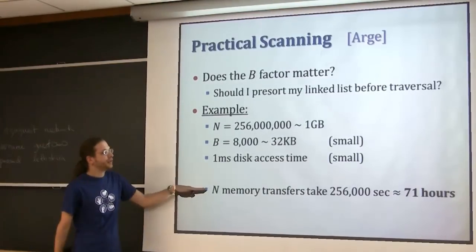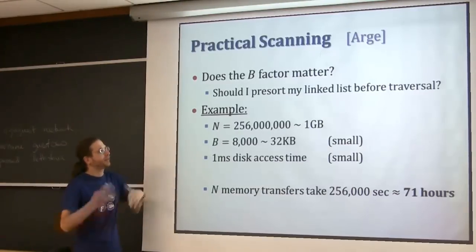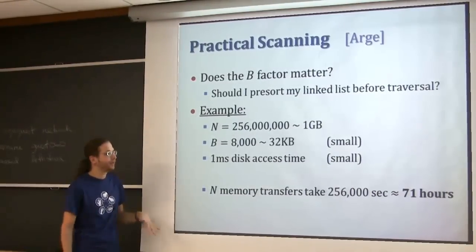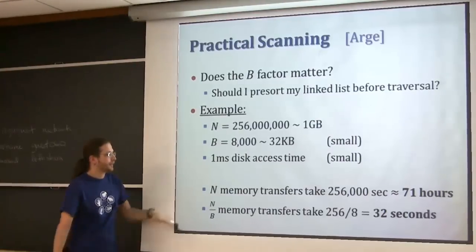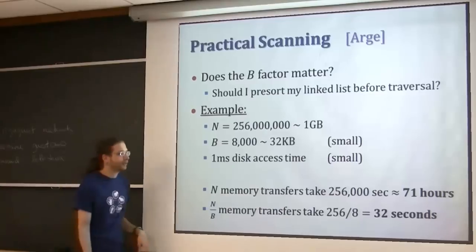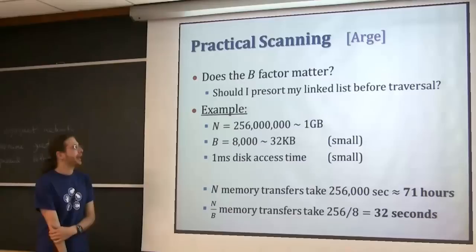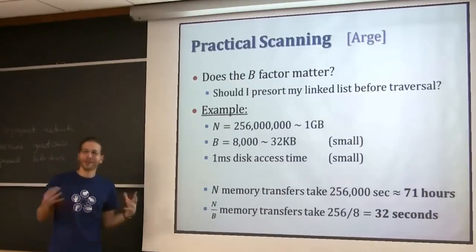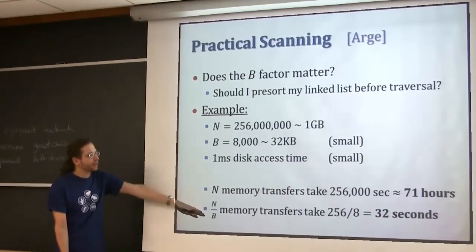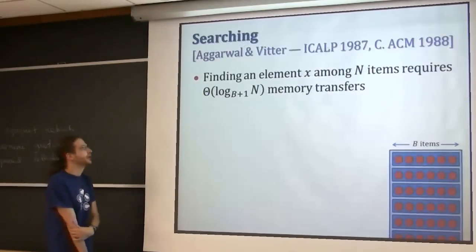Then if you do things in random order, on average every access is going to require a memory transfer. That'll take about 70 hours, 3 days. But if you've pre-sorted everything and you do a scan, then it'll only take you 32 seconds. So that factor of 8,000 in time is a lot bigger than we conceptualize. And it makes things that were impractical to do, say, daily, very practical. So that's why we're here.